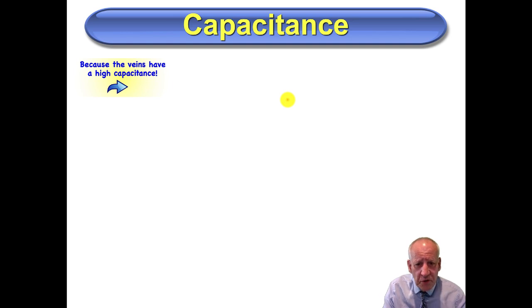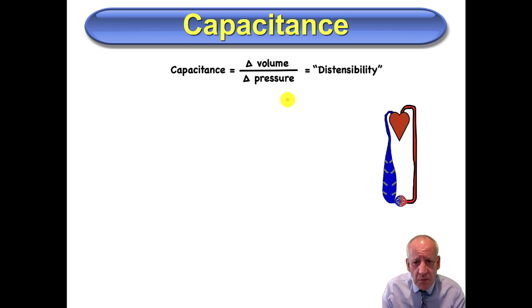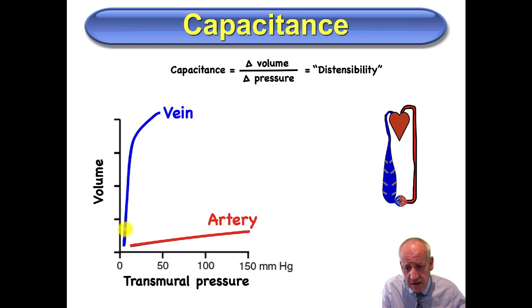The veins are beautifully designed to function as an adjustable venous reservoir. They have an extremely high capacitance. They are highly distensible. Capacitance is just a term that describes the ability of a vessel to expand in response to a given increase in transmural pressure. So as the pressure within the vein goes up, the volume goes up, and this is the distensibility, or a more accurate term, capacitance.